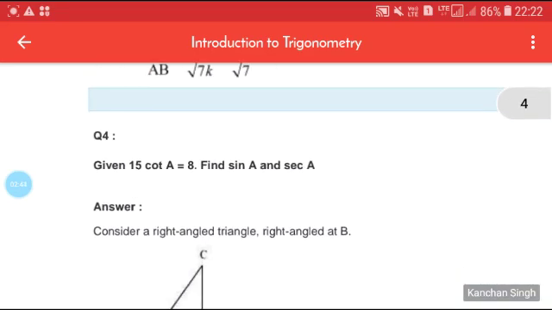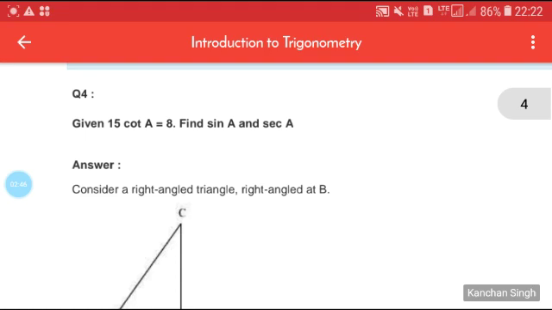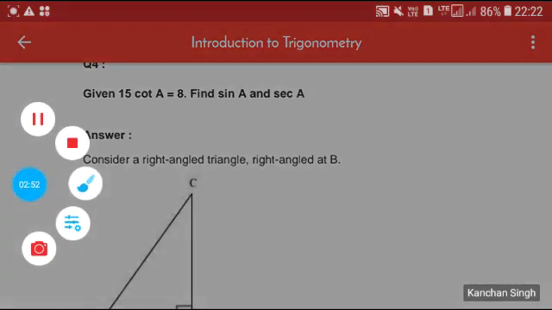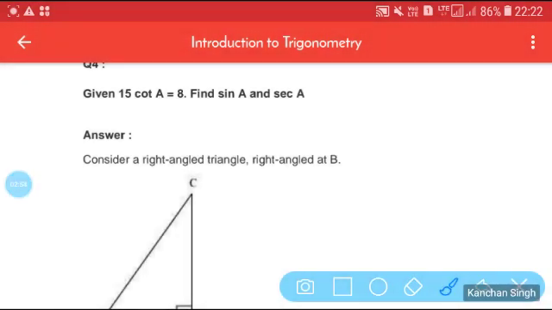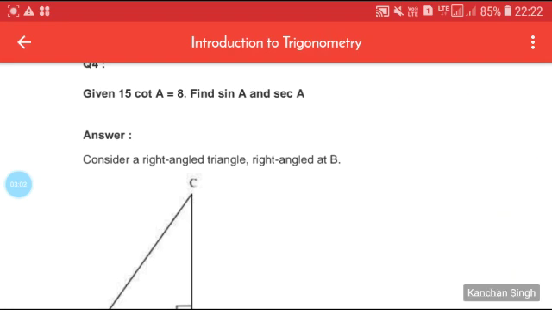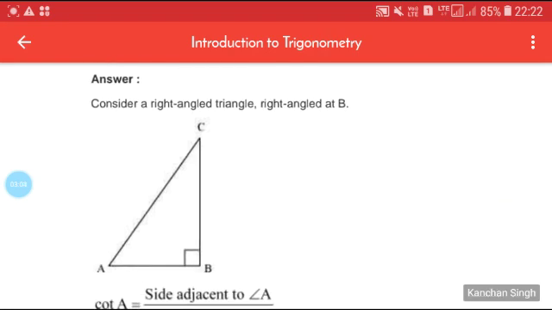Okay, now see, our next question is: given 15 cot A is equal to 8, find sin A and sec A. 15 cot A is equal to 8. So see here, what we will write, cot A is equal to how much? 8 by 15. As we know that tan A is equal to what? P by B.